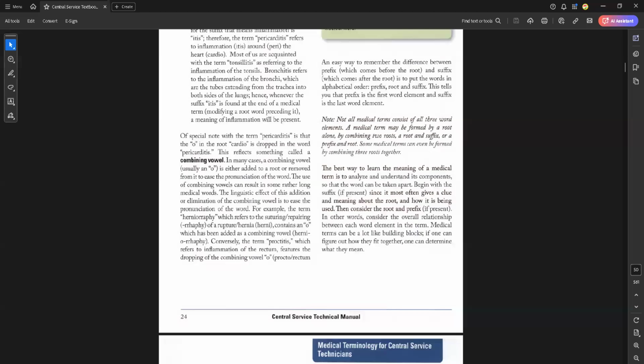So, of special note, with the term pericarditis, the O in the root, cardio, is dropped, as you can see. Now, those of you who don't have the textbook, I'm advising you to have it. As my director said, you just have to have it. It's very, very important. I don't see how you can pass this course without the textbook. So try to have it. Okay, let's go next.